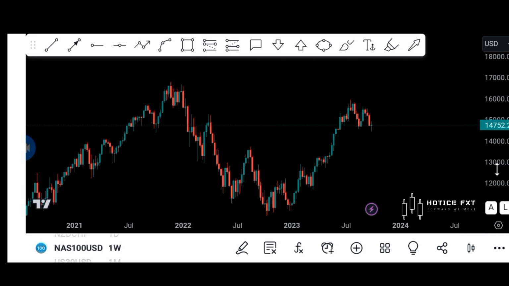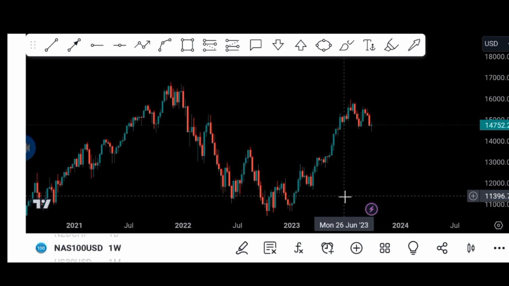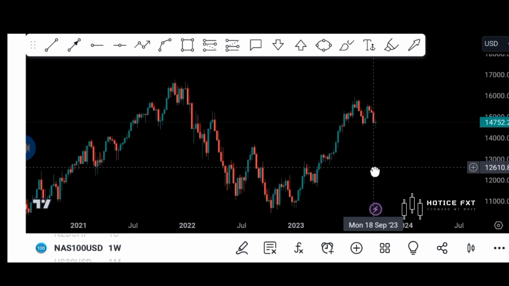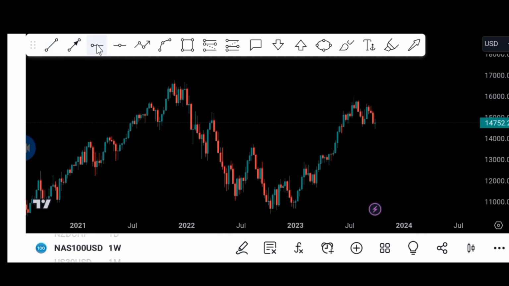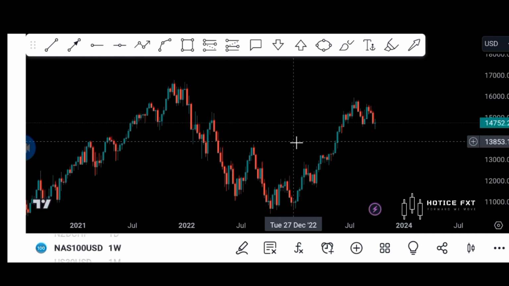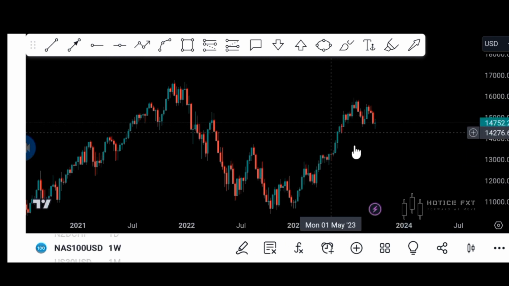So, guys, today I've decided to share with you my forecast on NAS100. Within my forecast, what I'm looking for is this. So, let's drill in, guys. Let's drill into it. First of all, I just want to see what is the nature of the NAS100 pair.